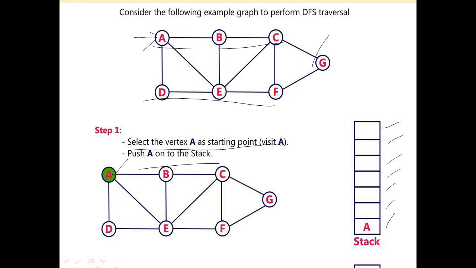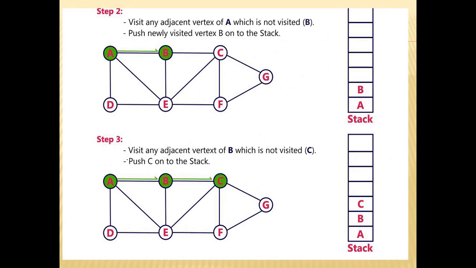Then what is the next step? I need to find the adjacent vertices. Here the adjacent vertices to A are B, D, E. Among these three, we'll choose one and push it into the stack. So visit any adjacent vertex of A which is not visited. I chose B. Then what do we need to do? Push. I pushed it into the stack.